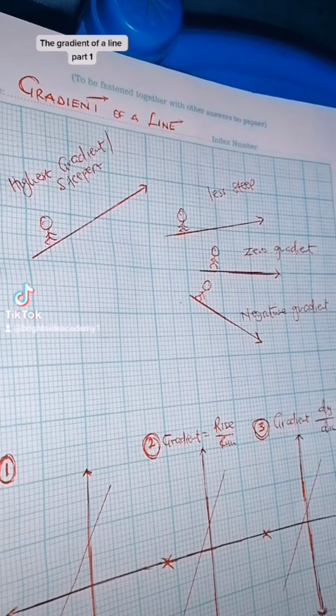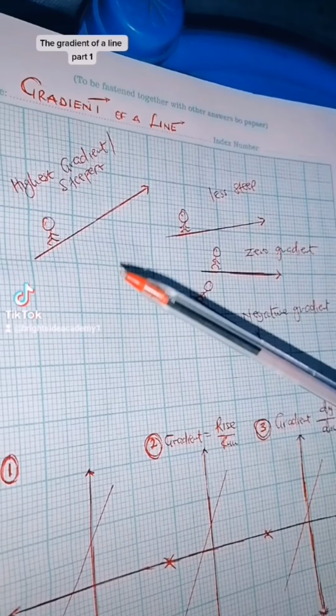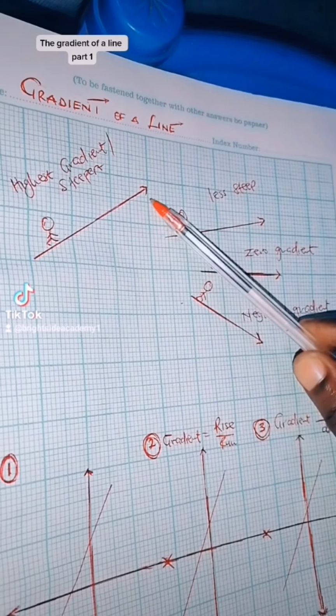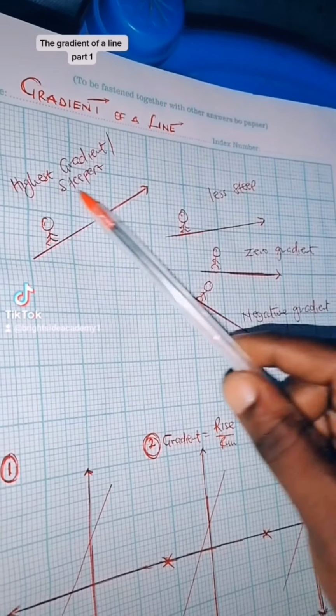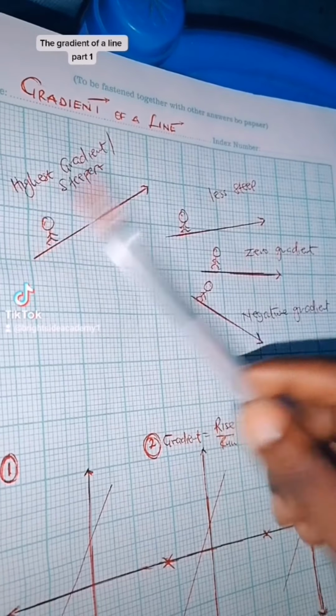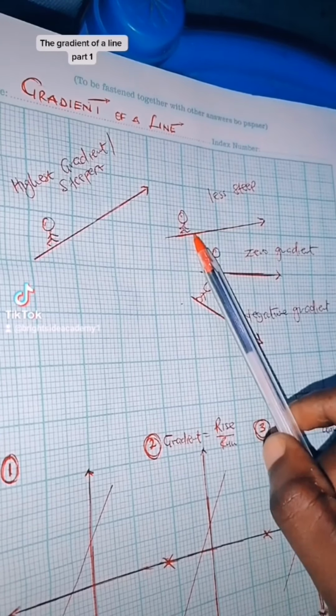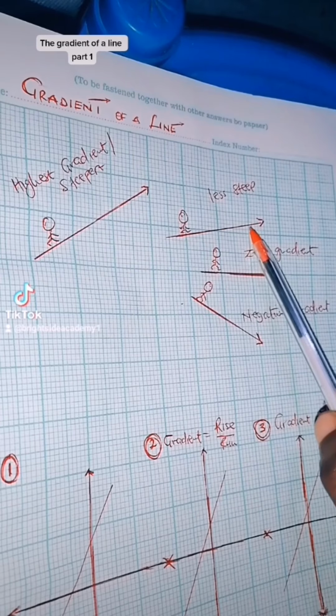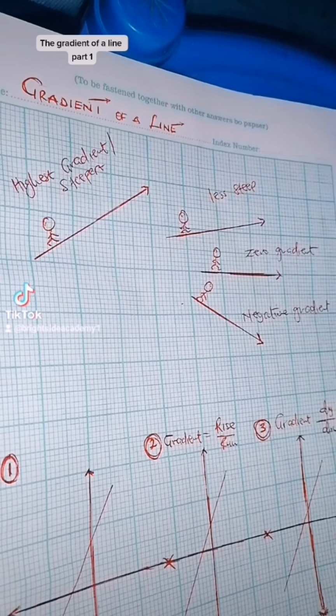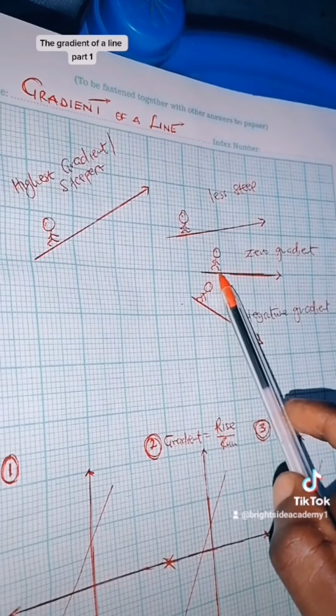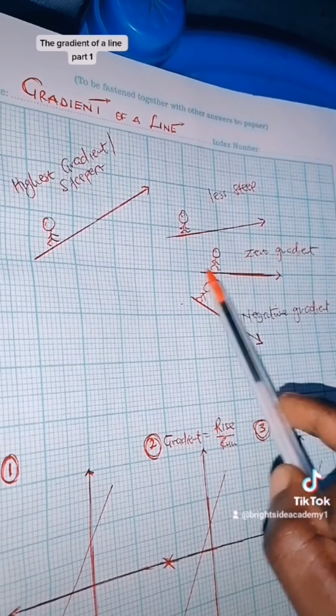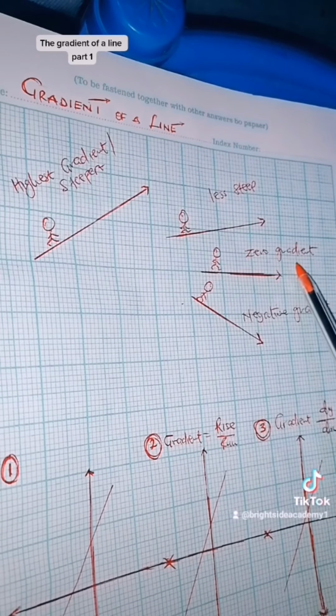We have the first example here that has a higher gradient, or the line is steeper, so its gradient is going to be a little bit high. And we have a second line that is less steep, and so its gradient will be less than the first one. We have a line here that is very straight, it's not steep, and so because it is not steep, it's going to produce a zero gradient.